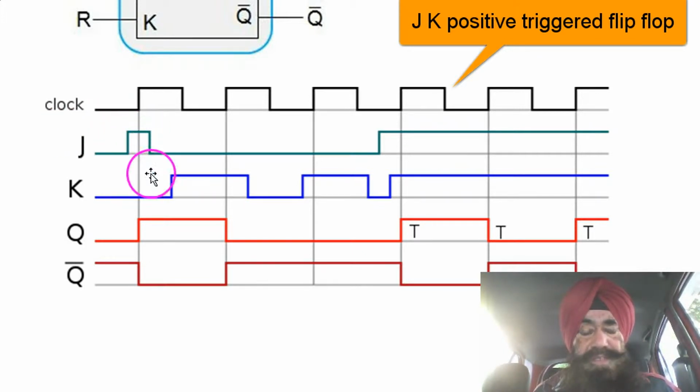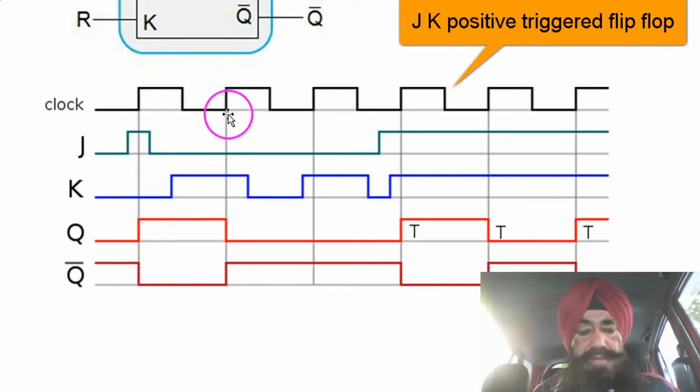J is high and K is low. If J is high and K is low, Q becomes high. Q goes from low level to high level. If J is high, Q becomes high when this leading edge comes, and then Q complement becomes low.